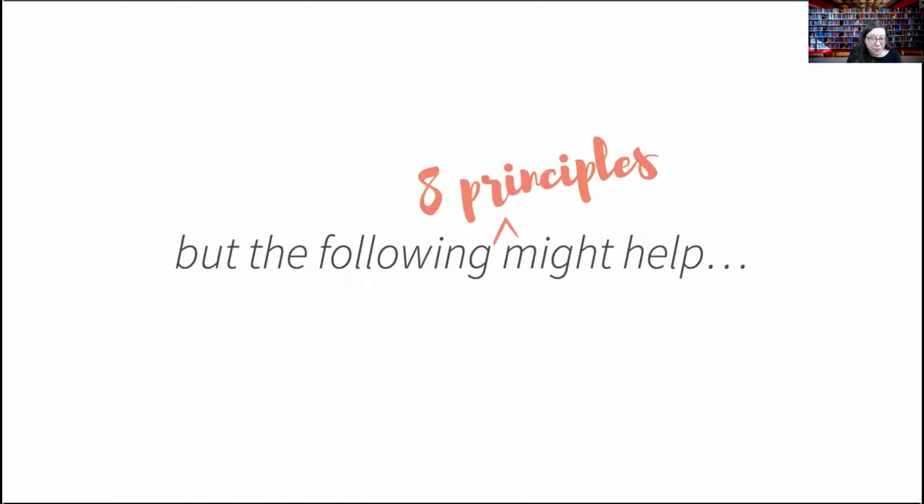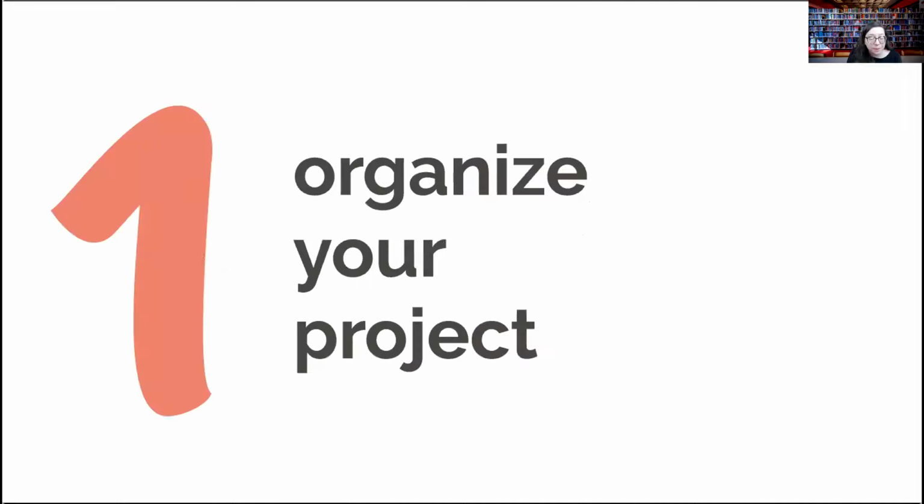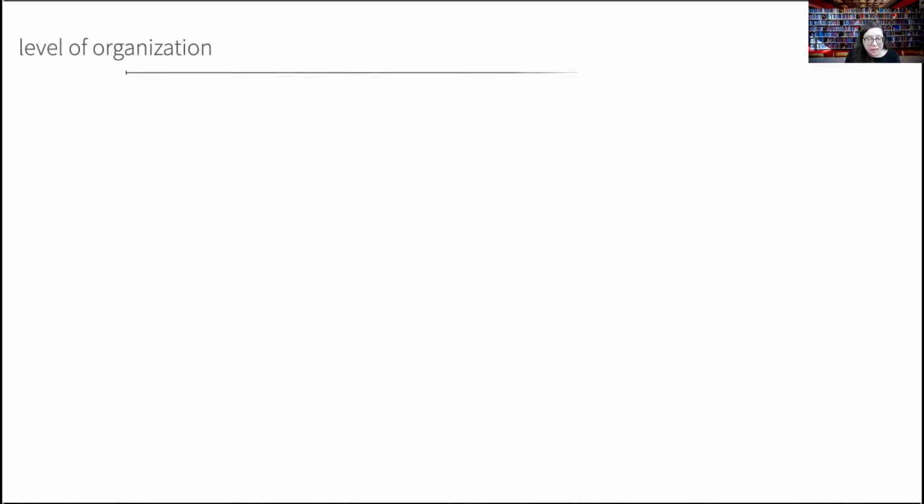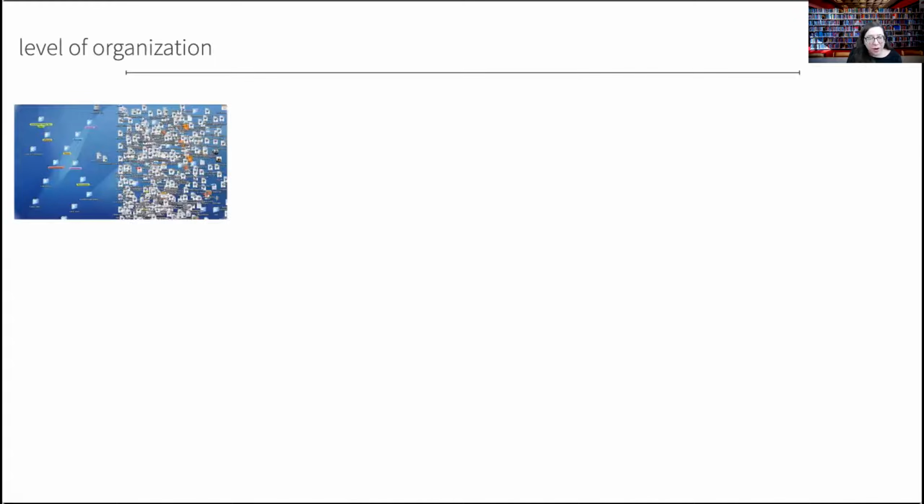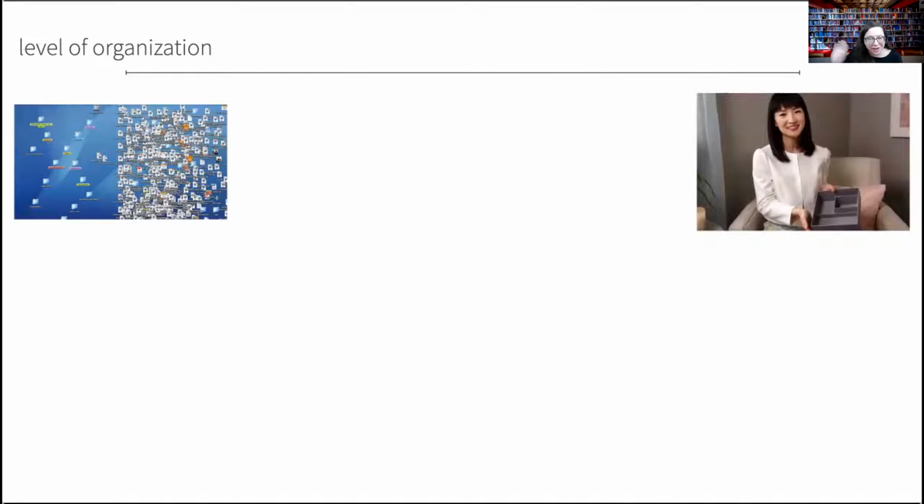And I'm going to talk about 8 principles for reproducibility. The first one is your project organization. So again, let's think of this level of organization spectrum, where on one end, this is what your project looks like. And on the entire other end, you have the Marie Kondo, everything in its right place situation. You kind of want to be on the higher end of the spectrum. So how might we think about getting to that point?